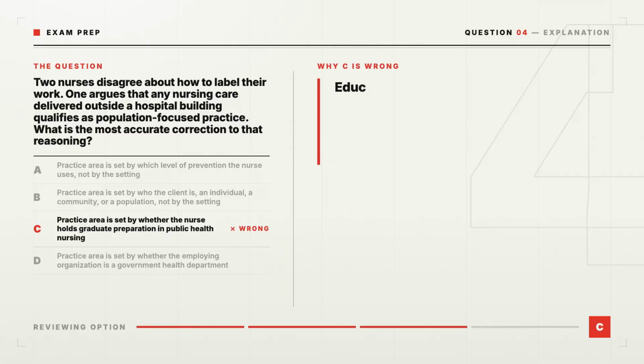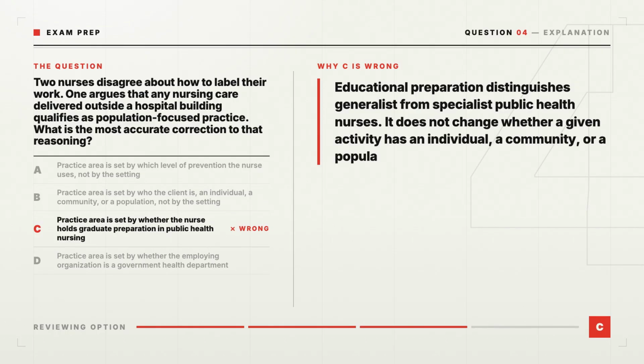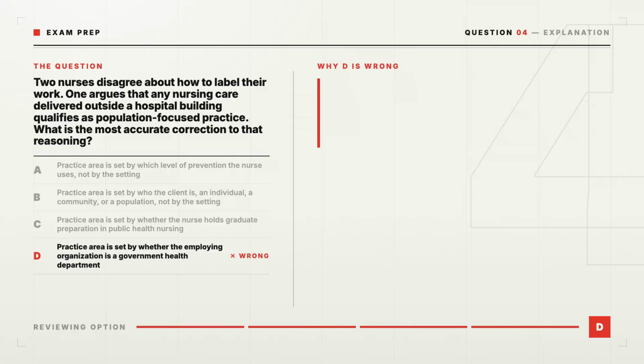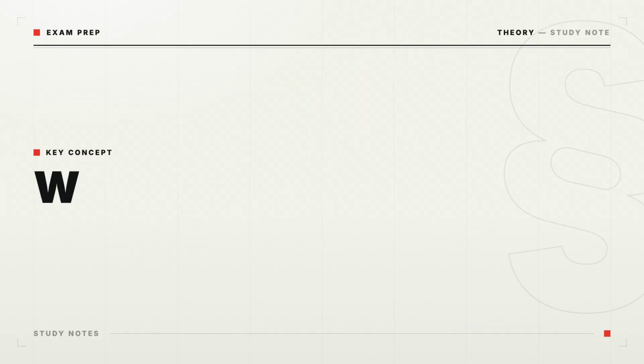C is wrong because educational preparation distinguishes generalists from specialist public health nurses. It does not change whether a given activity has an individual, a community, or a population as its client. D is wrong because the employer is irrelevant to the classification. A single public health nurse can practice all 3 modes within 1 week while working for the same health department.